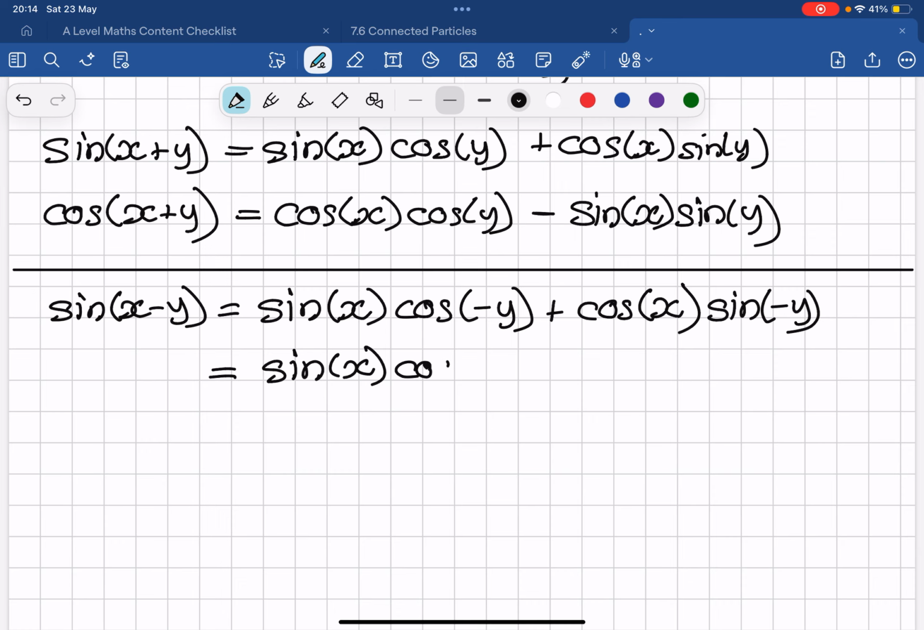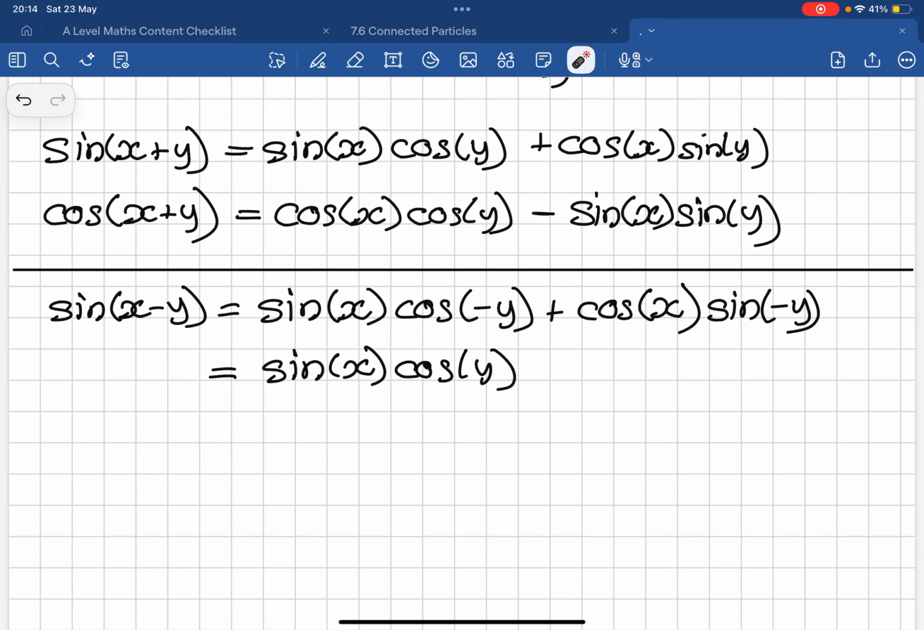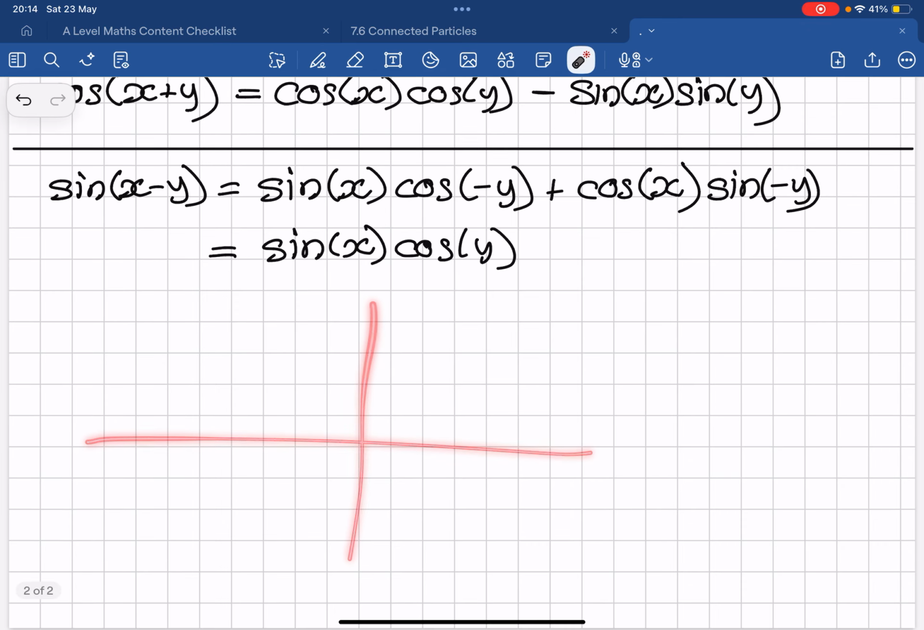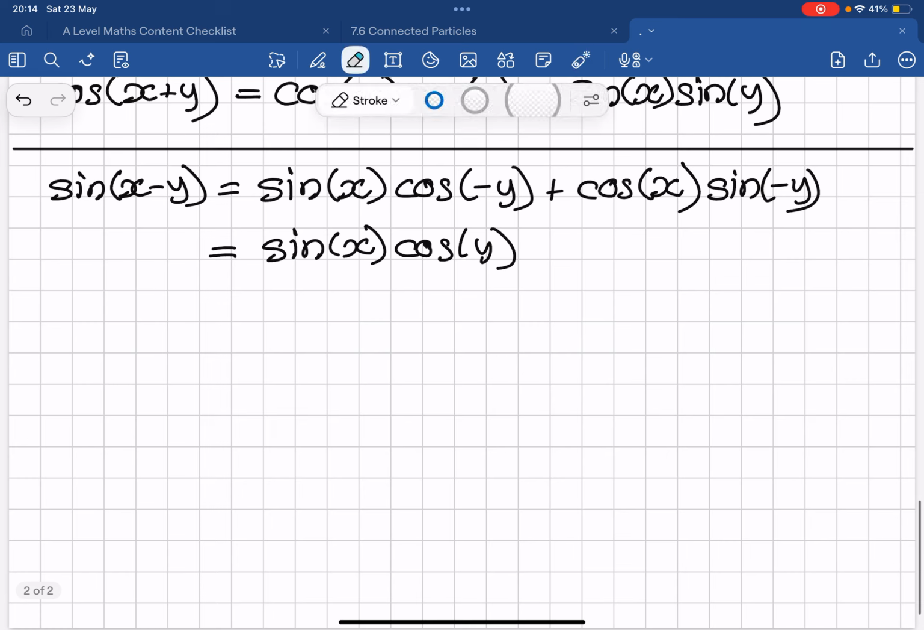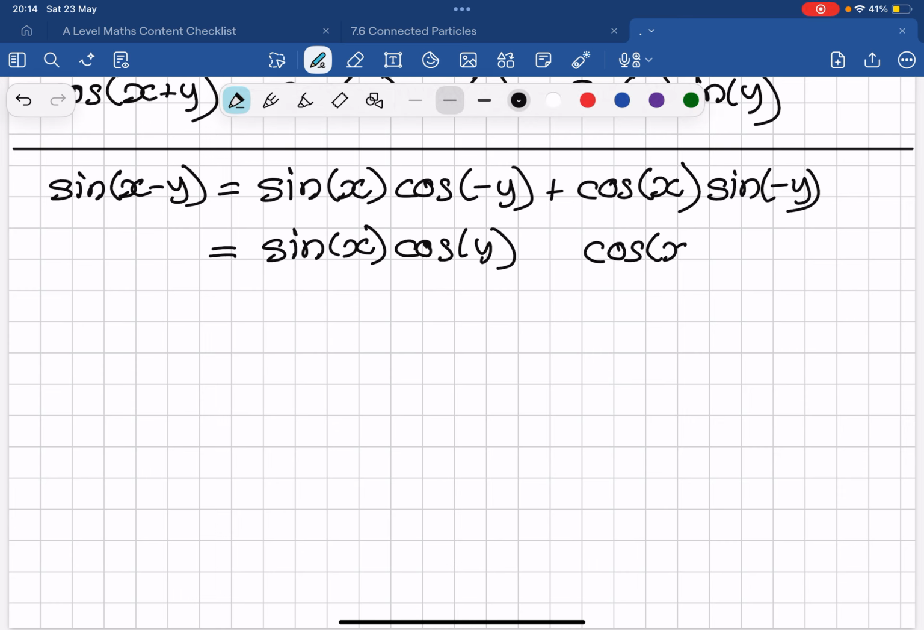If I quickly draw you a cos graph, minus y and plus y, both the same. So cos minus y equals cos y. Now evaluate this bit here. So obviously cos x stays the same, sine minus y. Well, we know sine minus y to equal minus sine y.